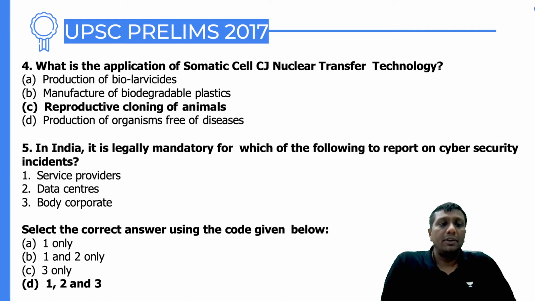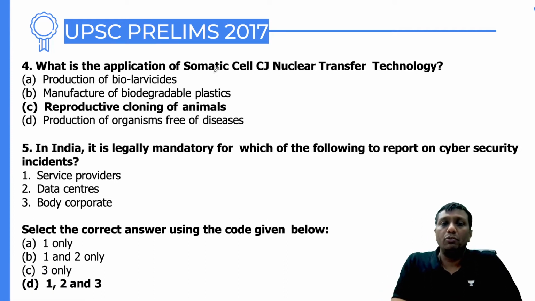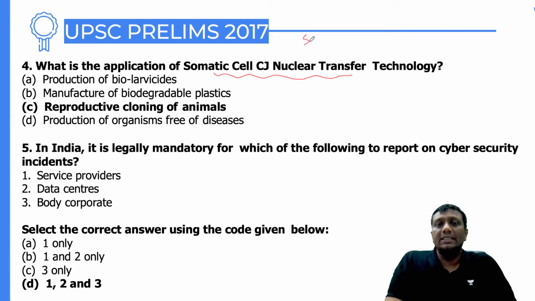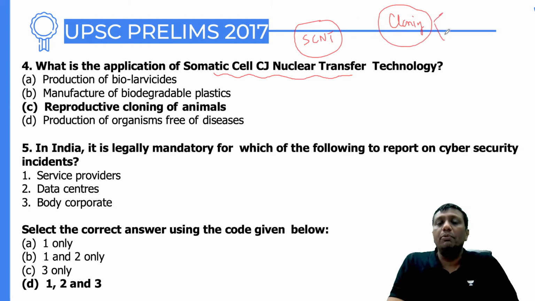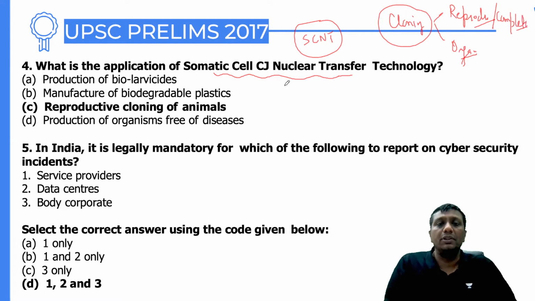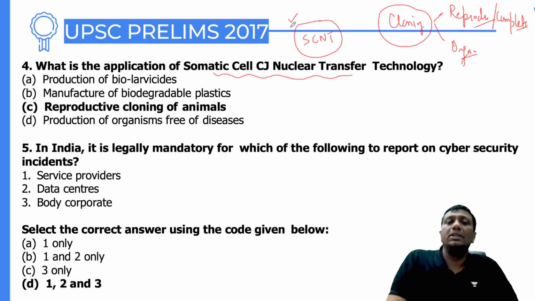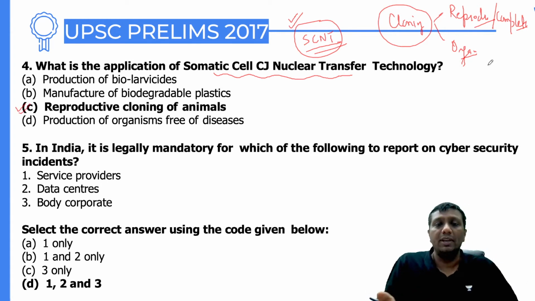Next question, UPSC has some biotechnology: what is the application of somatic cell nuclear transfer technology? SCNT technology is used in the cloning process. In any cloning, either reproductive cloning or organ cloning, it does not matter. Reproductive is also called complete cloning. In both cases, we must transfer the somatic cell nucleus into an egg cell. This is also discussed in the classroom program and in the science and technology book published by McGraw-Hill. UPSC can ask about reproductive or therapeutic cloning.